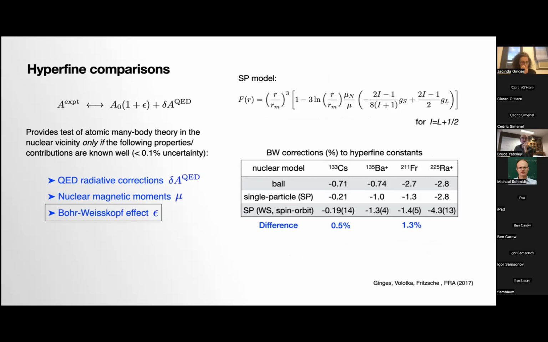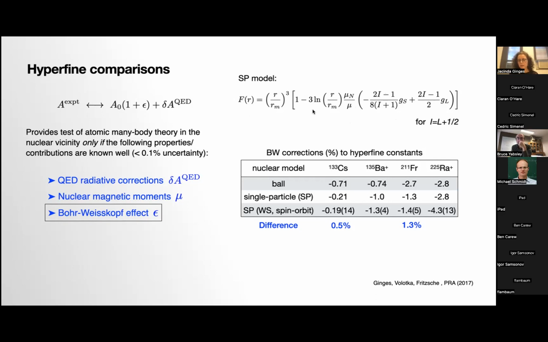For the Bohr-Weisskopf effect, this nuclear magnetization contribution, do we understand that well enough? Turns out that no, we don't. If we have just a Bohr model, a uniform distribution, we describe this radial distribution F of r as having the form of r over the magnetic radius cubed. But in the nuclear single particle model, that's a relatively simple model but sophisticated enough, you can bring in contributions from the spin and the orbital parts of the nucleons, or the unpaired nucleon. And of course, you have some dependence on the nuclear spin.